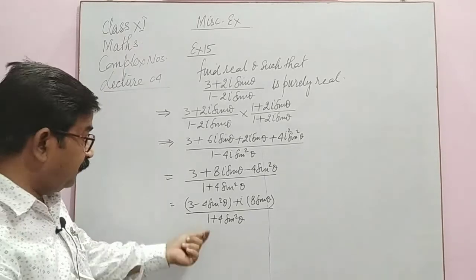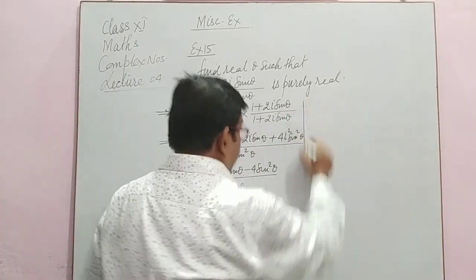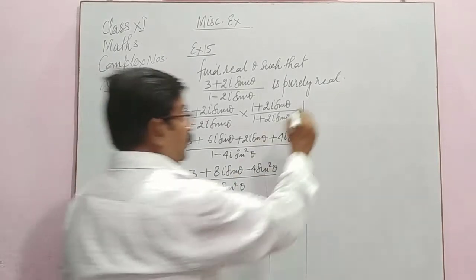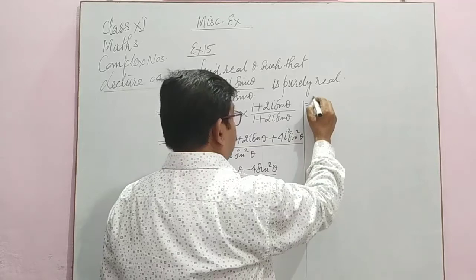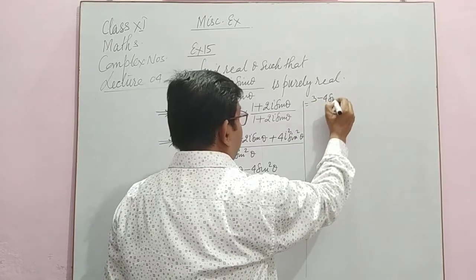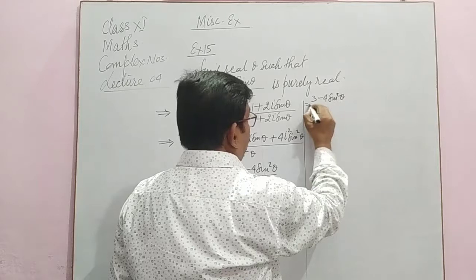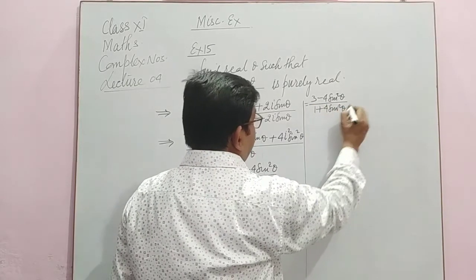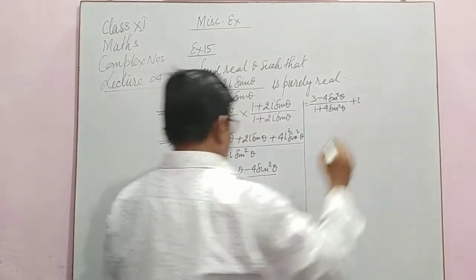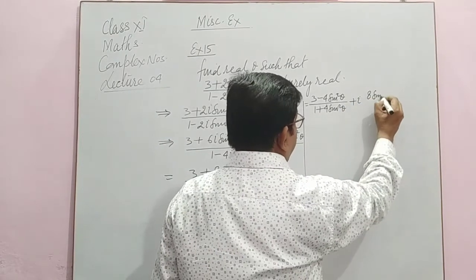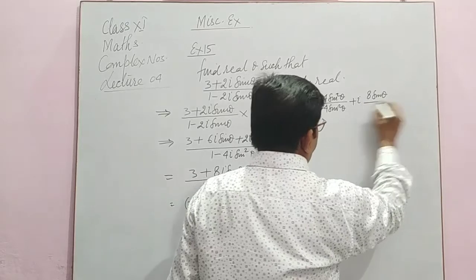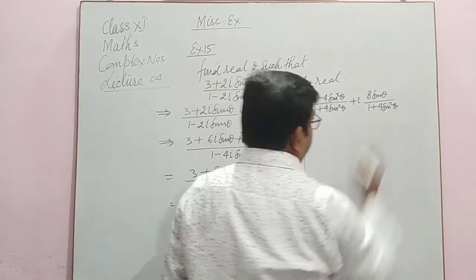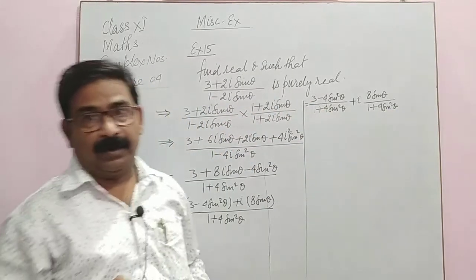Now write this in the form of a complex number, means real part upon this much and imaginary part upon this much. So this becomes (3 minus 4 sin square theta) upon (1 plus 4 sin square theta) plus i times (8 sin theta) upon (1 plus 4 sin square theta). This is the form of a complex number.